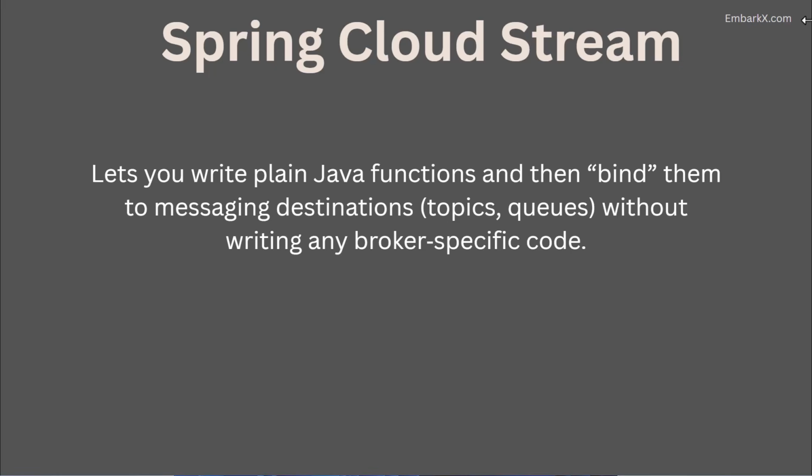So now's the time that we begin talking about Spring Cloud Stream and understand what it is. Spring Cloud Stream is a lightweight framework which is a part of the Spring Cloud project, and it is used for building event-driven microservices. What value it provides is, it lets you write plain Java functions, which means you can make use of suppliers, function, consumer that exist, and then you can bind them to messaging destinations like topics, queues, without writing any sort of broker specific code.